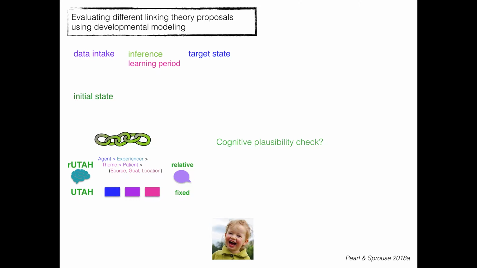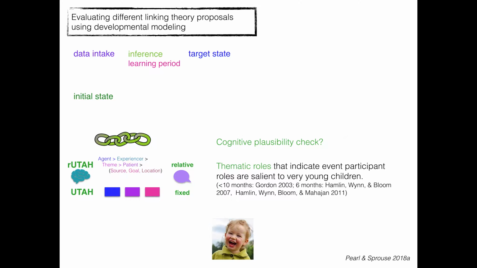And so one thing to ask yourself is, is this plausible? Is this going to be a model that could be a real child? And there's reason to think that thematic roles are not crazy. Thematic roles indicate event participant roles. They're very salient to very young children. In fact, there's evidence that even under a year, children are sensitive to what participants are doing in an event that correspond to thematic roles.